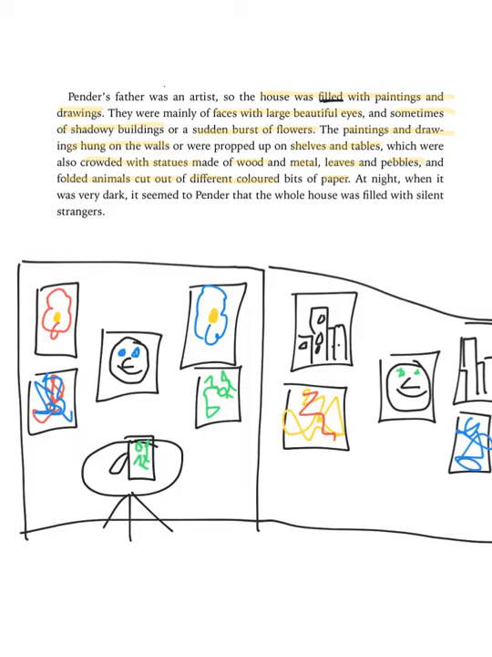Okay. And then there was also a shelf. So I'm going to draw the shelf down here. And it says that there was also paintings on the shelf. So I'm going to add some more here. And as well as there being paintings on the shelf, there was also statues.